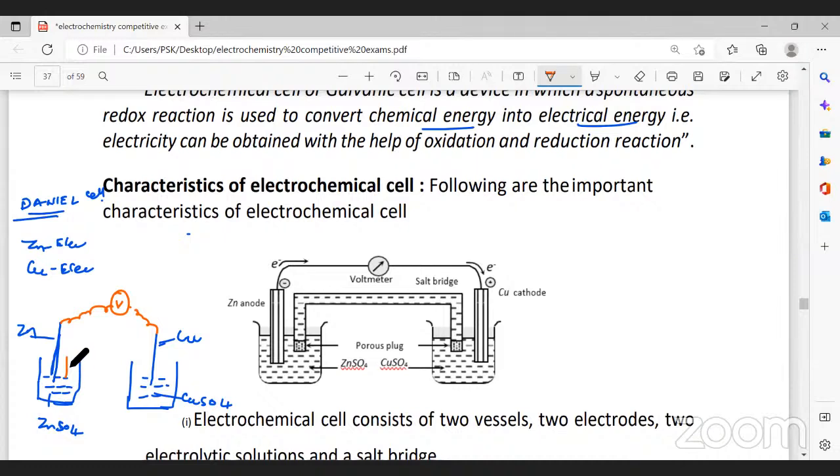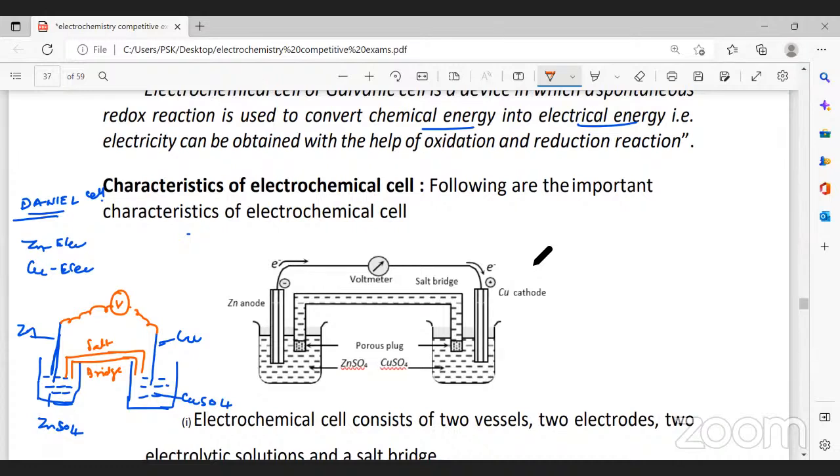And these two electrodes are connected internally by means of a salt bridge. This is a salt bridge, a bent tube containing certain components. We will learn about it in detail. So this is the representation of a Daniell cell. What is the construction of Daniell cell? The first point, zinc electrode and copper electrode are connected externally by means of an insulated copper wire through a voltmeter. Second point, they are both connected internally by means of a salt bridge. Did you understand this?